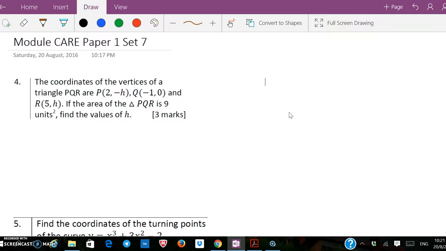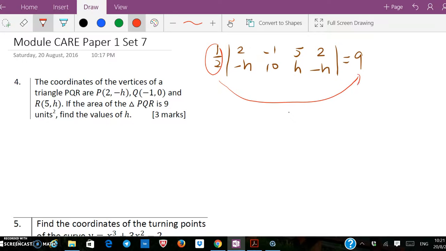So here the area is 9. Using the formula of area, it is half, since there are 3 vertices in the triangle but the formula should have 4, so it's going to be 2, negative h, negative 1, 10, 5, h, and we go back to the starting point. It's 2 negative h equal 9. So in this case, we can just change this times 9, and we can just draw this.